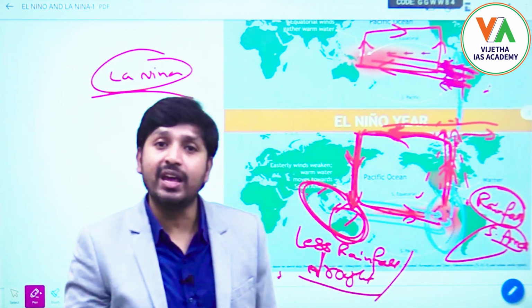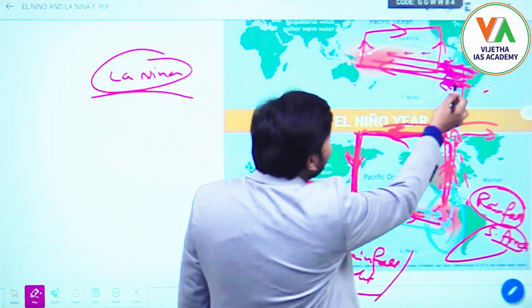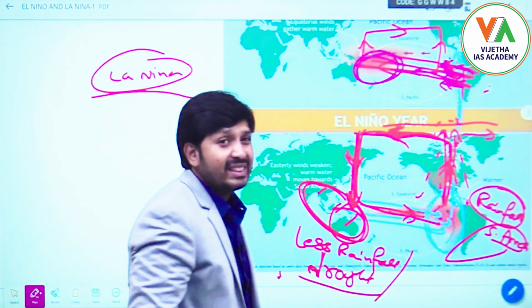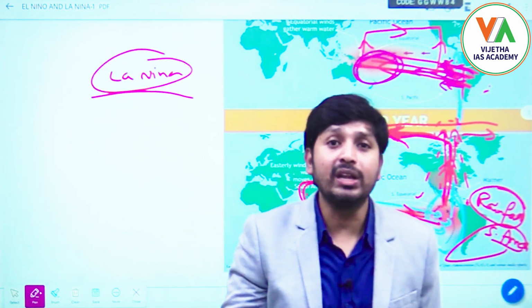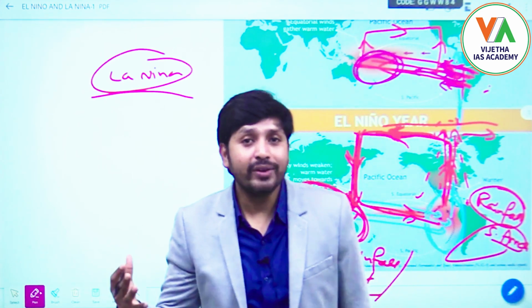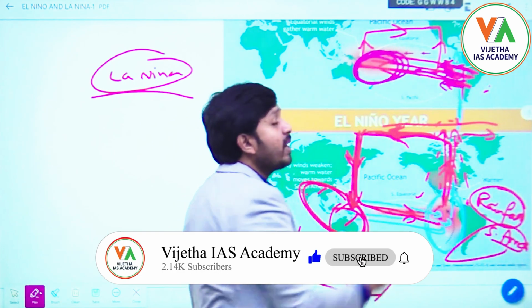As these winds are at very high speeds and a lot of wind is blowing, they will try to drag a lot of water towards this Australian coast. Okay, they will try to drag a lot more water compared to a normal year, towards the Australian coast, and in the process, the water that is more towards the Australian coast, this entire water will become very warm.